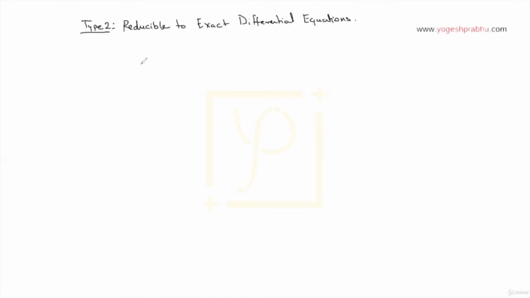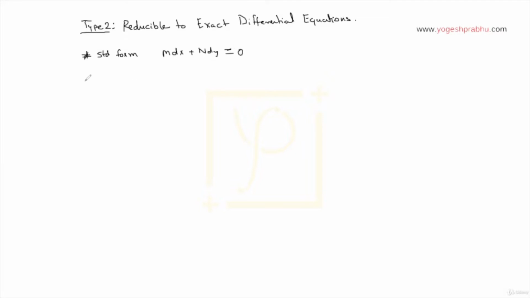So in the next few videos, we're going to talk about this type called reducible to exact differential equation. Now I'll tell you what exactly we are going to do here. First of all, we all know the standard form. The standard form for the exact differential equation is something like this: M dx plus N dy is equal to 0.